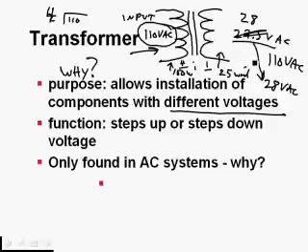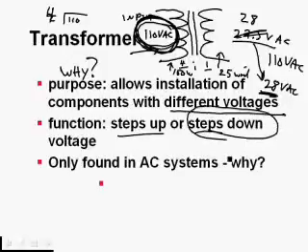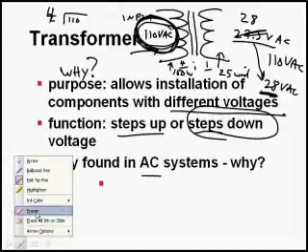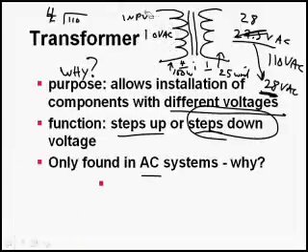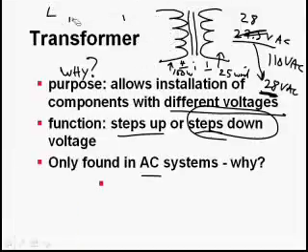And so now we can put different components that run off of different voltages, but still we only have to have one type of generator on the aircraft. Its function, of course, is to step up or step down. The vast majority of transformers on airplanes are going to be step down. Now you're going to find that they're only found in AC systems, and the reason is that they work off of electromagnetic induction. And you're going, what?